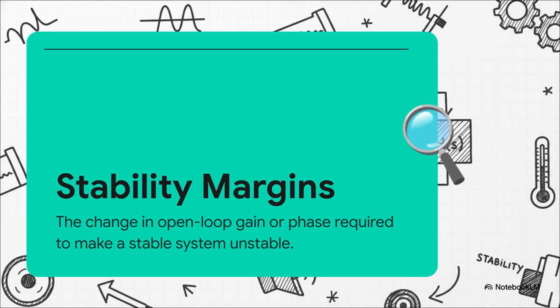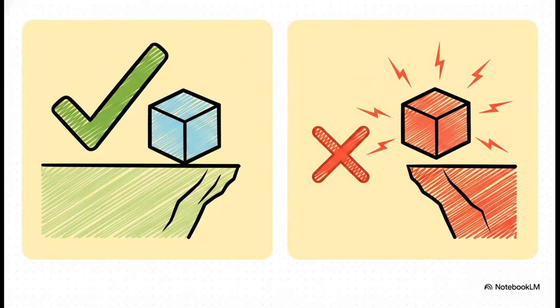Gain margin is the change in open-loop gain required right at that -180 degree mark to make the system unstable. Phase margin is the change in phase shift needed at unity gain, which is 0 decibels on the magnitude plot, to cause instability. Visually, on a Bode plot, these are literally just the vertical distances between your curves and those critical danger zones. And this brings us to a pretty binary outcome in control design.